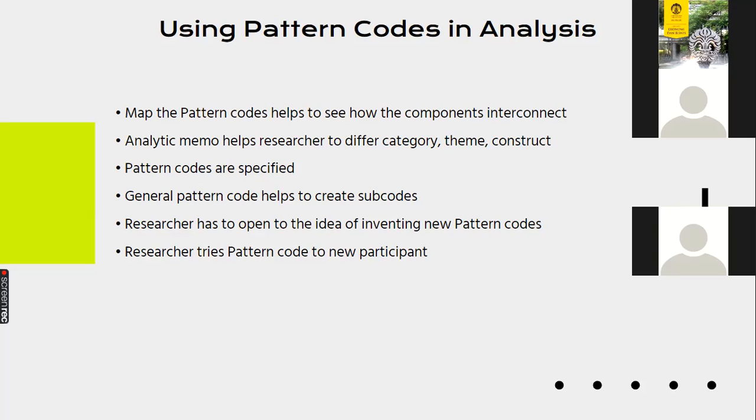Usually, a pattern code doesn't get discounted, but rather gets qualified. The conditions under which the code applies are specified, for example, the rule of no shop talk in the lounge can be banned in case of conflict, crisis, or socializing of new members. If a general pattern code such as rules is used a good deal, it is helpful to create subcodes that explain the content and enable easy retrieval.